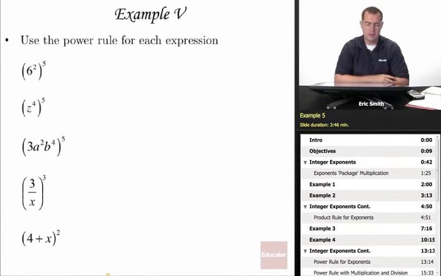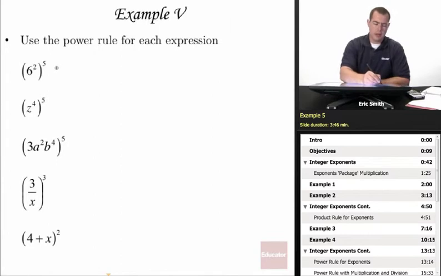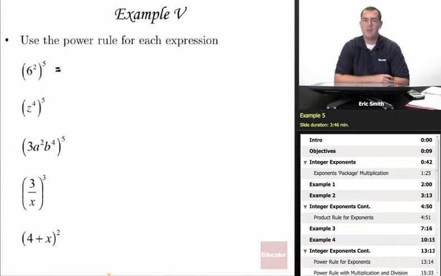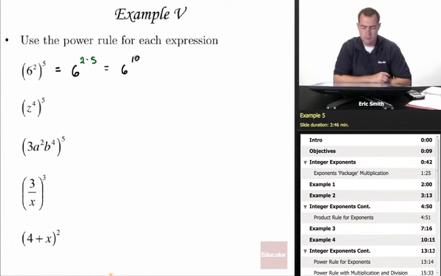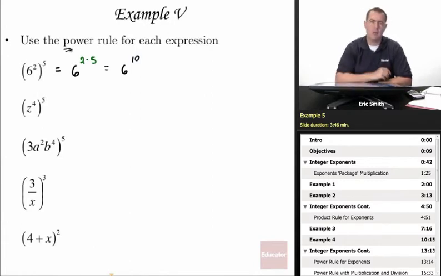All right, let's try a few of these out. So we simply want to use the power rule for each expression. Write it out. So the first one is 6 squared, and all of that is being raised to the 5th power. Well, I'm not going to expand this out. I'm just going to go directly to the rule. So this would be 6, then we'd have 2 times 5. Taking care of just the exponents, this would be 6 to the power of 10. And that's good. I could continue trying to figure out what number that is, but I'm only interested in demonstrating what the power rule is.